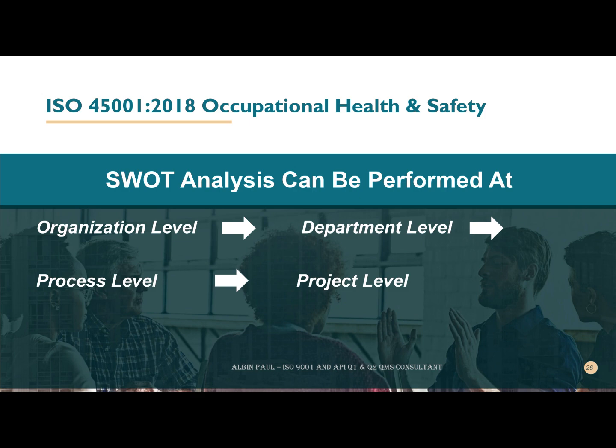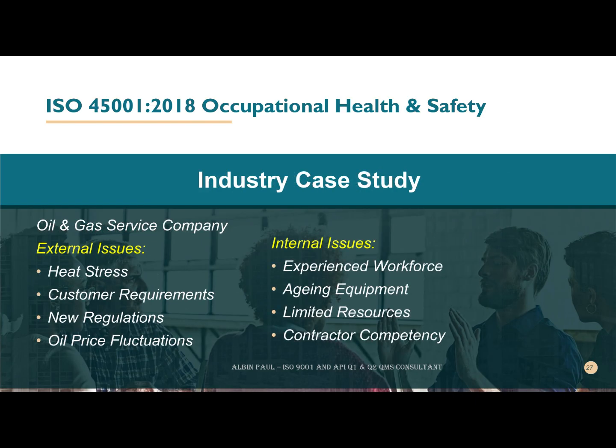After identifying the issues, management can make decisions. They increase heat stress monitoring, schedule outdoor work during cooler hours, upgrade the lifting equipment, improve contractor training, allocate additional safety resources. Notice something important. Hazards weren't managed by accident. They were managed because the organization first understood its context. That's the true purpose of Clause 4.1.